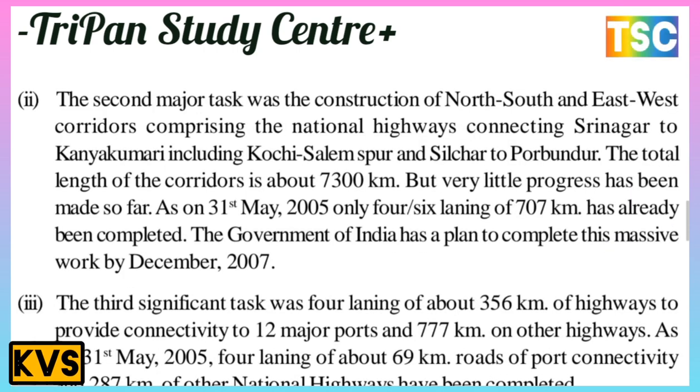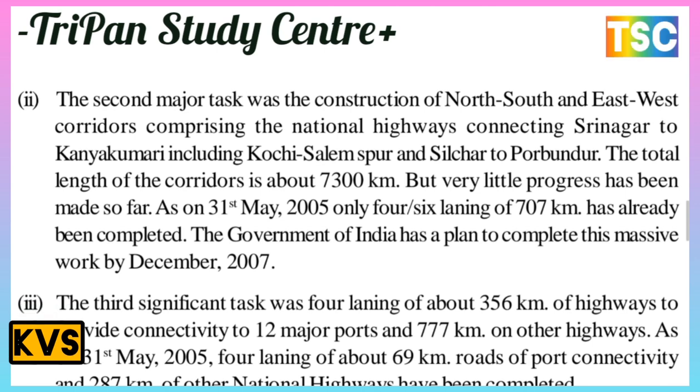by 31st May 2005. The second major task was the construction of the north-south and east-west corridors, connecting Srinagar to Kanyakumari, including Kochi, Salem, and Silchar to Porbandar. The total length of the corridors is about 7,300 km, but very little progress has been made so far. As on 31st May 2005, only 4-6 laning of 707 km had been completed. The government plans to complete this massive work by December 2007.